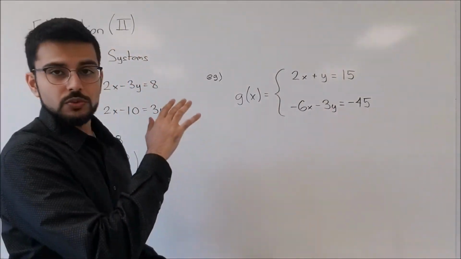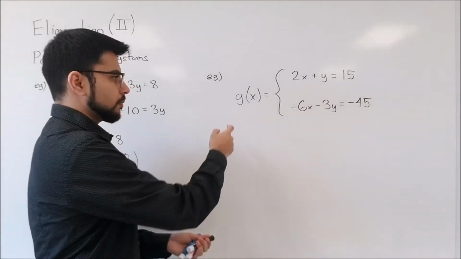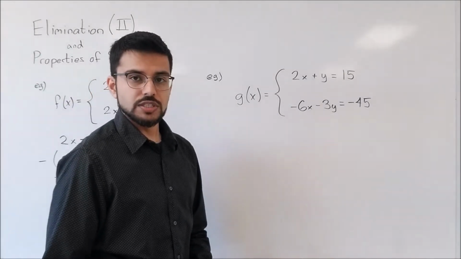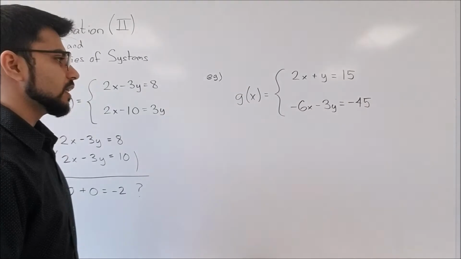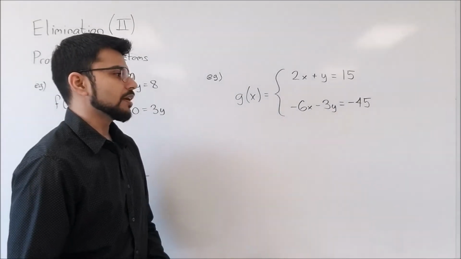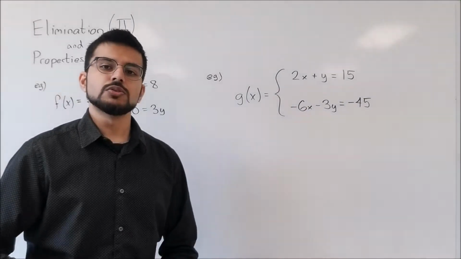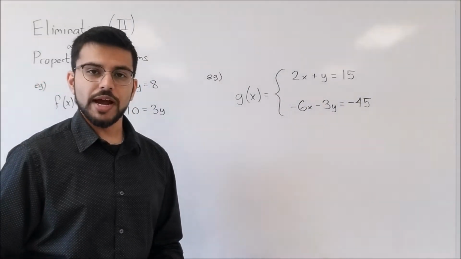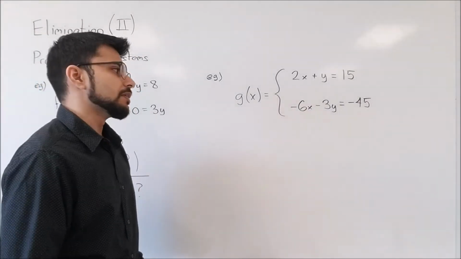Let's try elimination with a slightly different example. So I've got a new system. This system is called g of x, and the system has two equations in it. I've got 2x plus y is equal to 15, and I've got negative 6x minus 3y is equal to negative 45. Again, you could use substitution, you could use graphing to solve this one. I'm going to use elimination just so that we have more practice with it, and I'm going to try figuring out what my x and my y values are going to be.